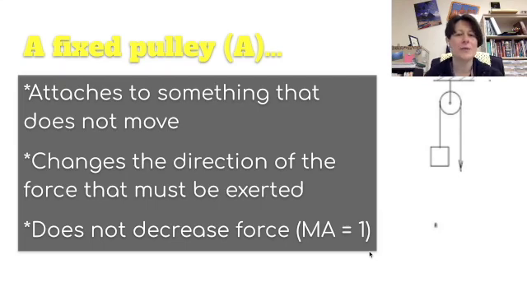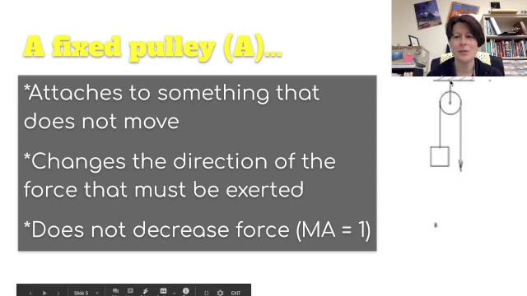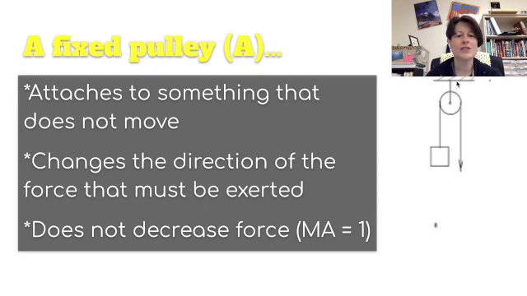Now, there are a couple of kinds of pulleys that we're going to talk about. There are two main types. A fixed pulley is the first type. This attaches to something that does not move. So here, the pulley is attached to something that does not move, say the ceiling here. It changes the direction of the force that must be exerted.